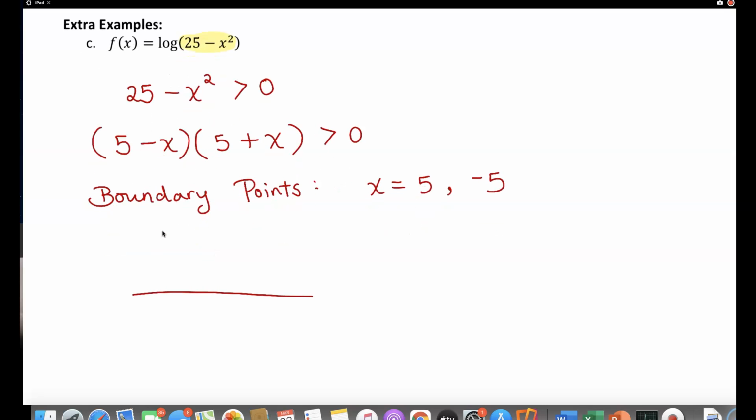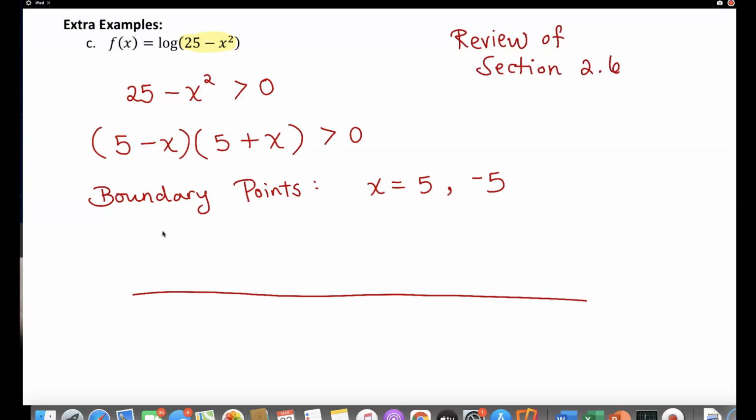So what do I do after that? I sketch a number line. So this is a review of, I'll go ahead and write that down, review of section 2.6, polynomial inequality. I plot the negative 5, plot the positive 5, and I need to check the intervals. Left of negative 5, right of positive 5, and in the middle of negative 5 and positive 5.